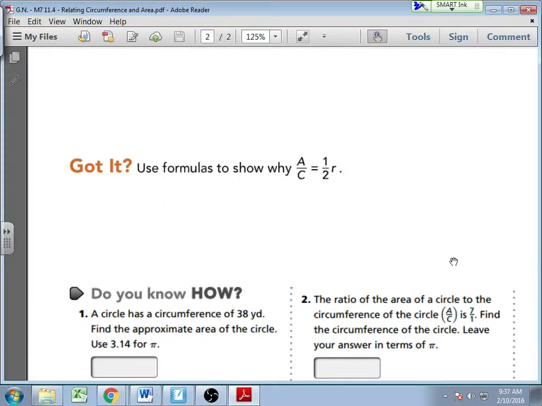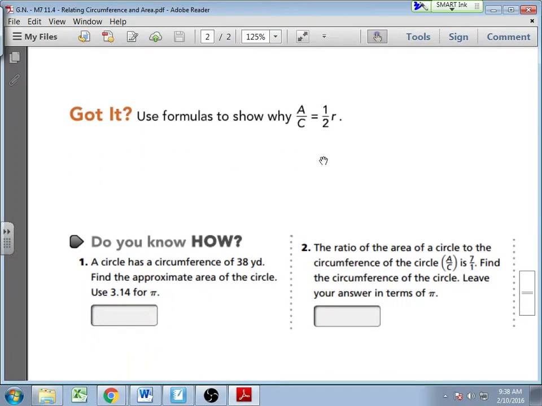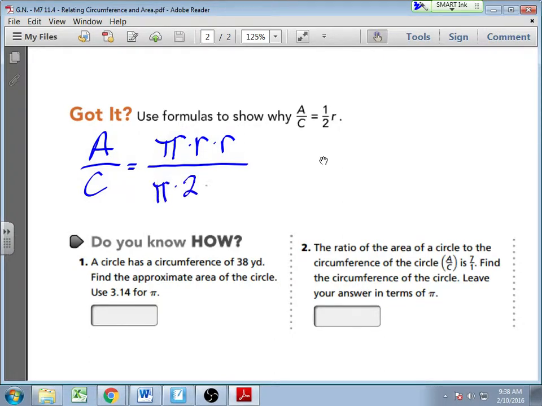We can use our mathematical formulas to represent why this happens. Just watch for right now, or interact with me, but don't write anything down. We're going to use formulas to look at why area divided by circumference comes out to be half of pi. What's my area formula? Area equals pi times radius squared, which is really radius times radius. Circumference is pi times diameter, which is really pi times 2 times r.